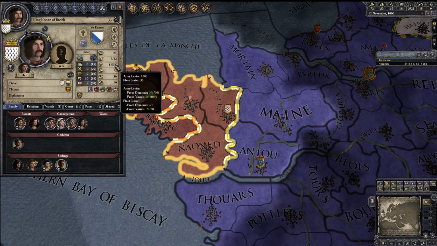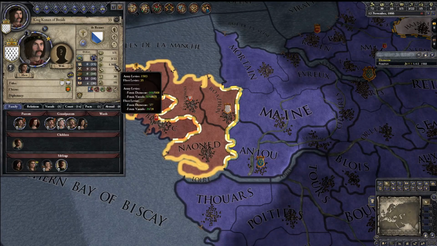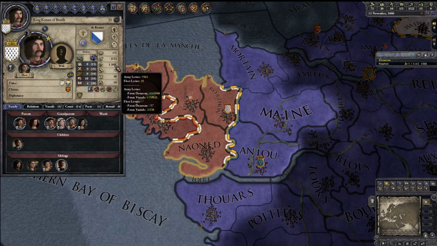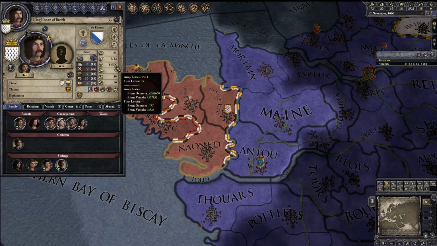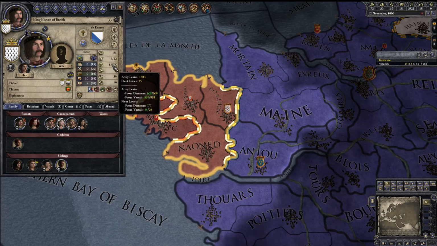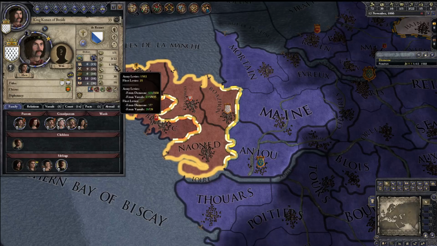Next up, this is your army size. So this tells you how you get all your troops. We have 1,503 troops. And that's how you see it visible, but if we hover over it, we also see how many boats we have. This is useful for going to war.